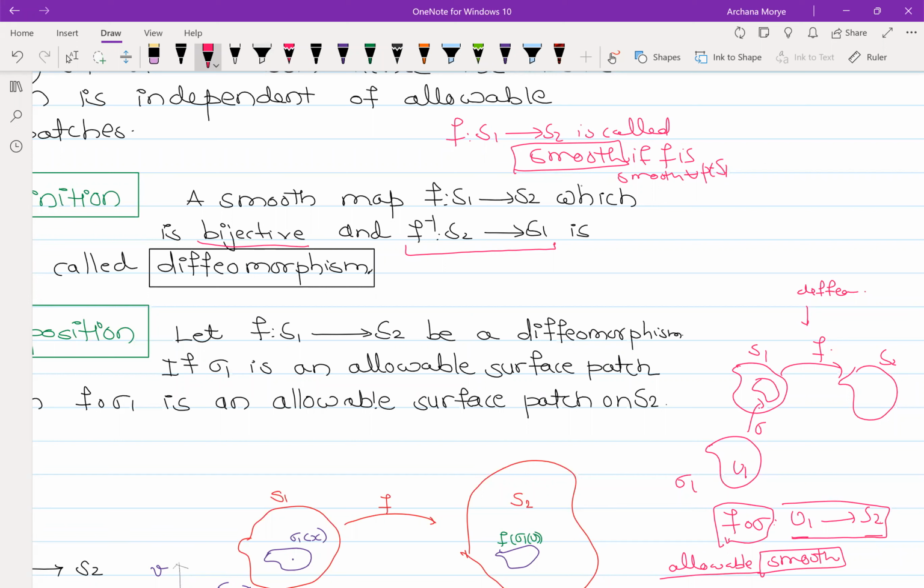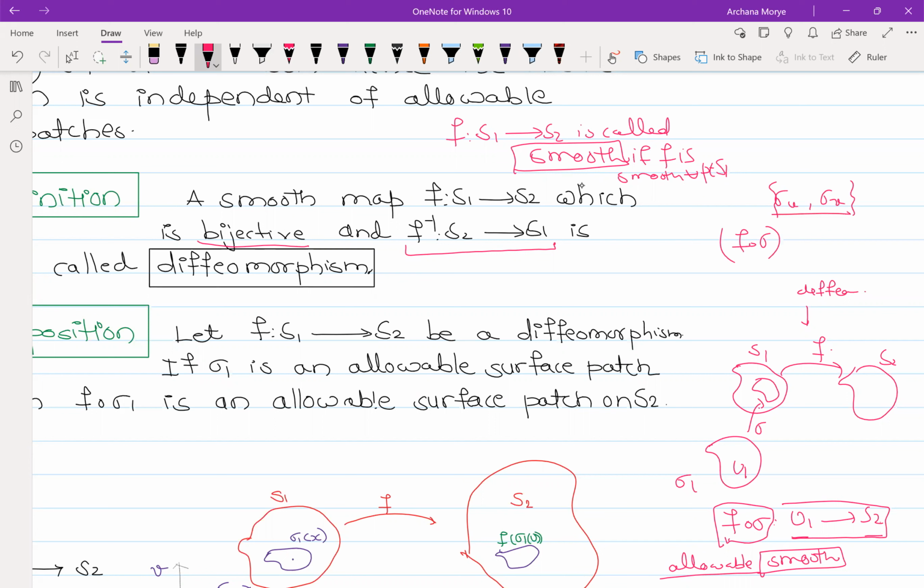What about whether it is also regular? What does allowable mean? What you need is smooth plus another condition: sigma u and sigma v must be linearly independent. Yes, they are linearly independent at every point, right?